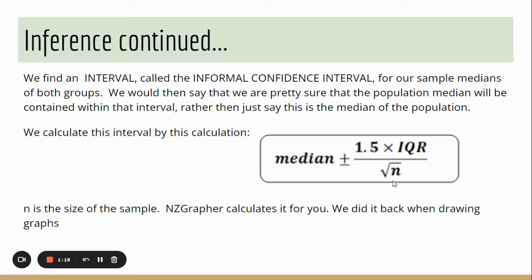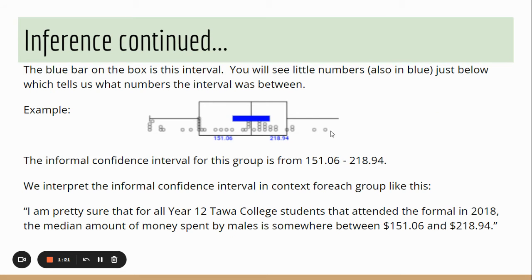NCEA graph calculates this for you, and we did the graphs for that previously. So now we're making understanding of it. So if we look at the graph we do, we've got this bar here. That's the interval. So you'll see it's always equal sides from the median. So we've calculated this length, 1.5 times the interquartile range divided by the square root of n. All right, and when we've subtracted it from the median and we've added it to the median, we get these two numbers on either end.